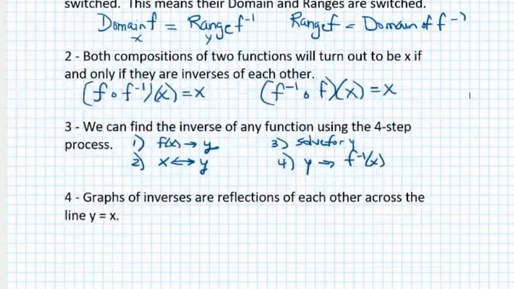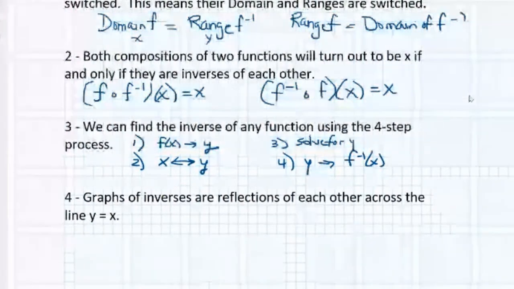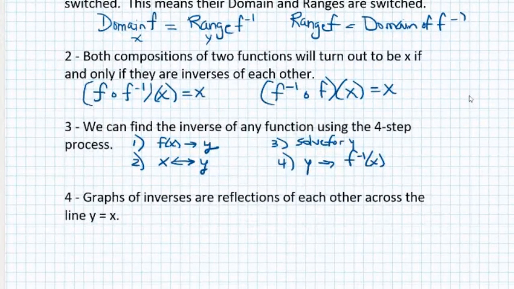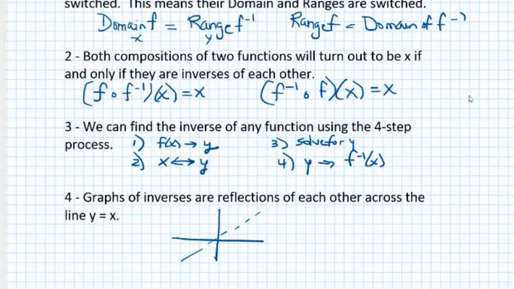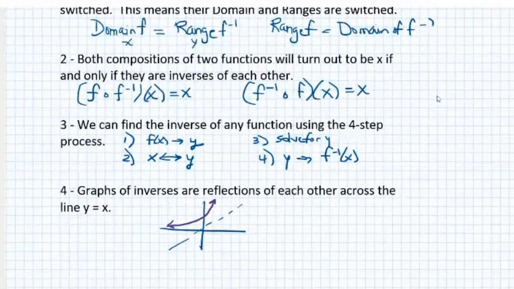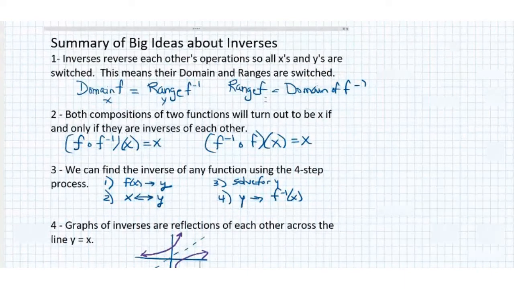Okay, and then finally, we know that the graphs of inverses are all reflections of each other across the line y equals x. So just for an example, if I drew any function, like let's say I drew a function that looked like this, then I would know that the inverse of it, that function would look like this. All right, so those are the 4 big ideas.